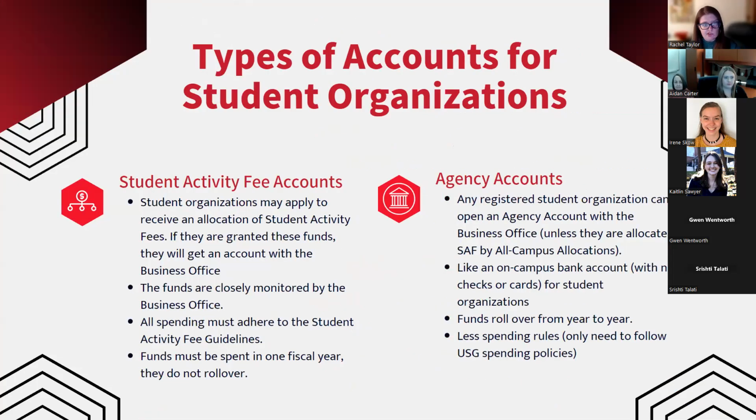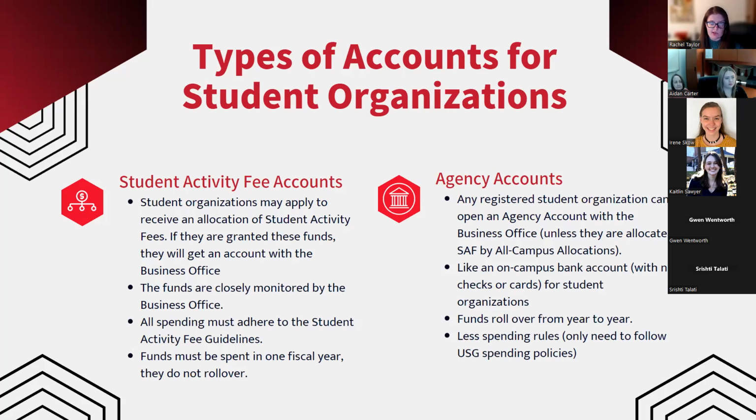Okay, so I mentioned those different types of accounts for student organizations. I wanted to highlight two of those here with the details of what each of those entail. So the first of these being student activity fee accounts. With these, note that student organizations must apply to receive an allocation for student activity fee funding. If you are granted these funds, they are held in an account within the Student Affairs Business Office.